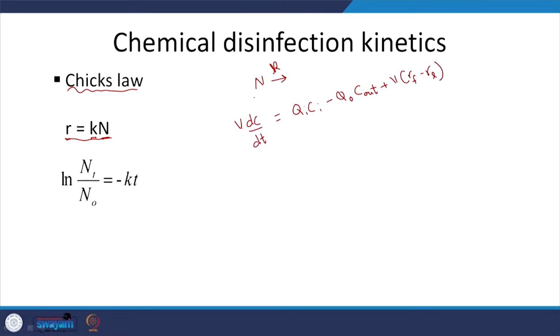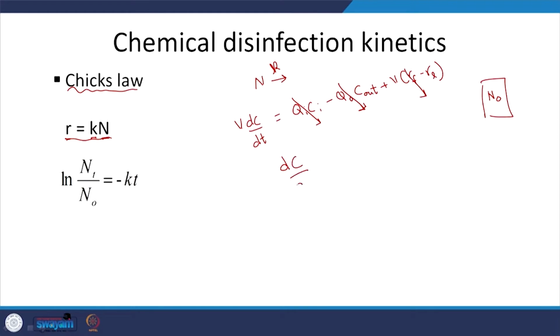Here, if I am applying it on a batch reactor on microbes, let us say, which are initially at a concentration of N naught, right. So, this is 0, this is 0, no flow coming in, no flow going out, and the rate of formation of the microbes is also 0.